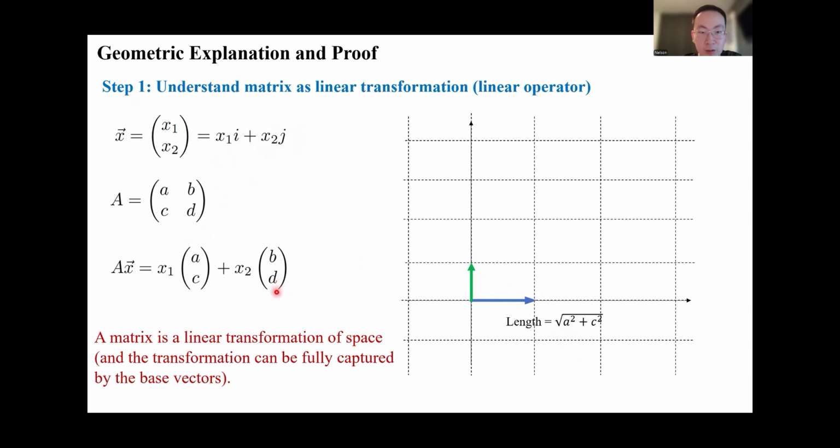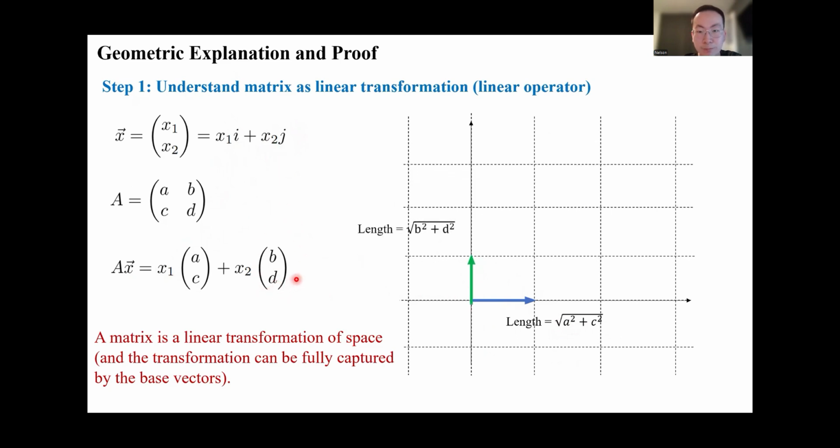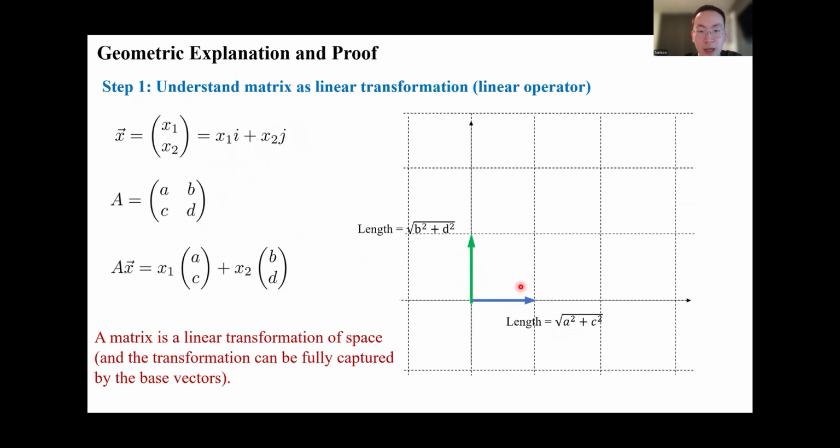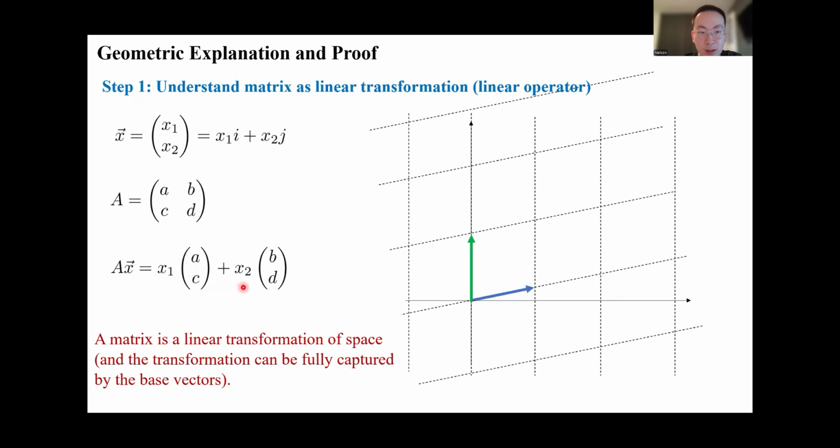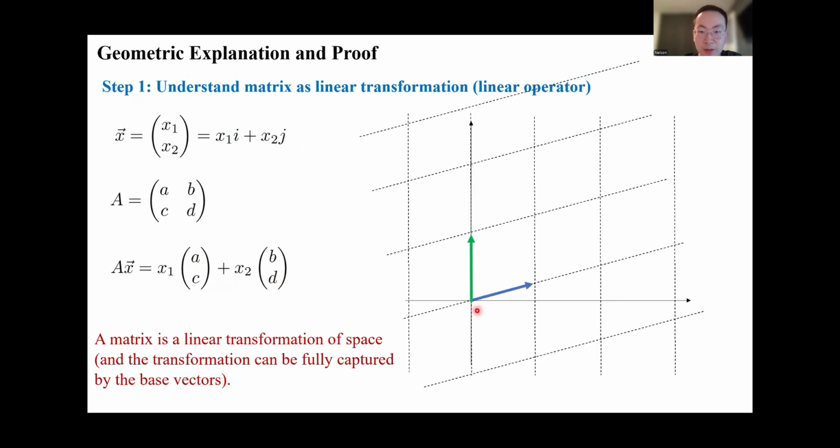And I did the same thing to this vector j. I stretch it to the length of vector (b, d). After doing this, I do some rotations according to the angle determined by a and c, like this. Then I rotate the second vector like this.